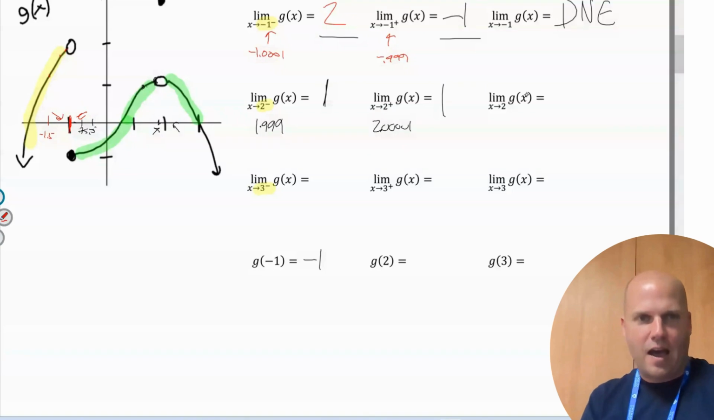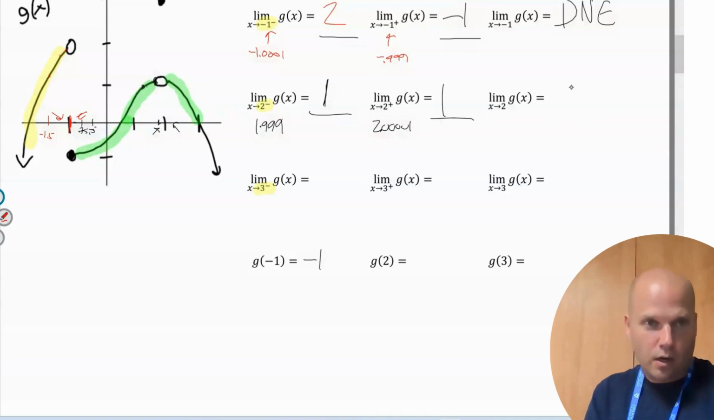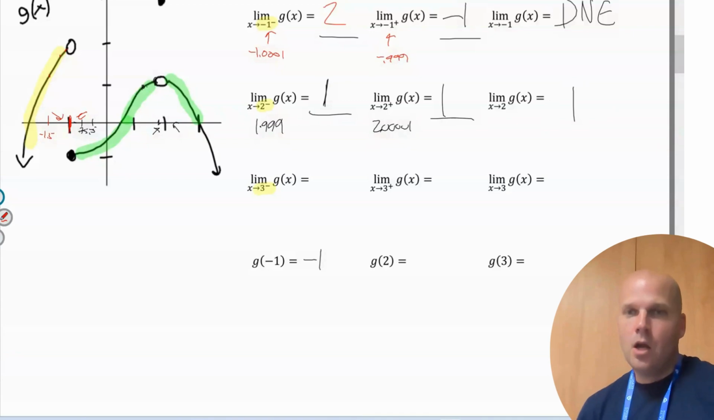Don't look at the graph to answer this question. Did you say 1 here? Did you say 1 here? That's your answer. Full stop.